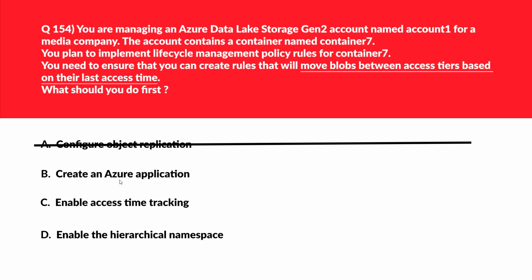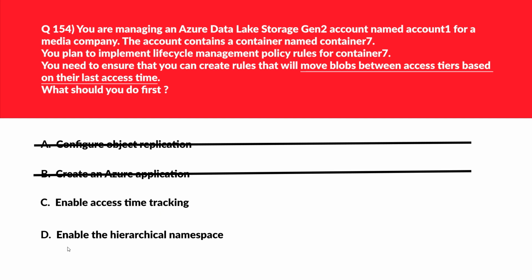Let's move to option B. B says create an Azure application. Creating an Azure application is not related to lifecycle management or access time tracking. What is required by the question? Let's remove this. We'll move to option C. C says enable access time tracking. Looks good because enabling access time tracking will allow to track the last access time of the blob, which is necessary for creating lifecycle management rules based on access time. So this can be the potential answer.